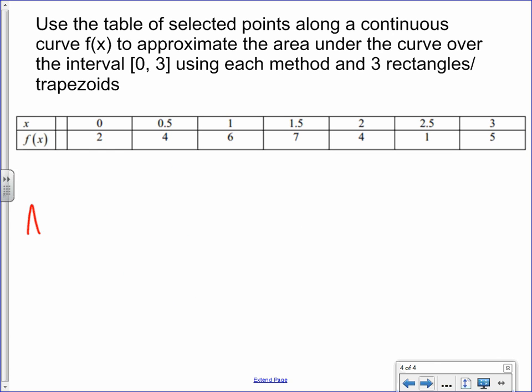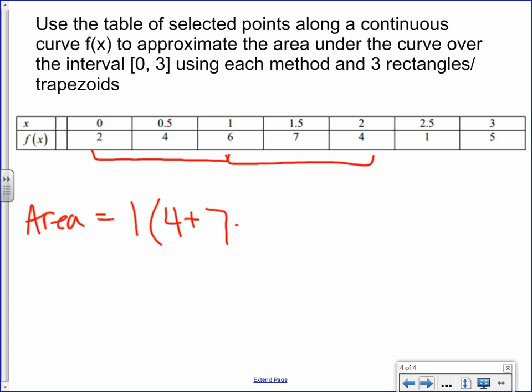Now midpoint. We still have rectangles of width 1. What's the height of our first rectangle? 4. And our second? 7. And our third. That worked out for us perfectly.